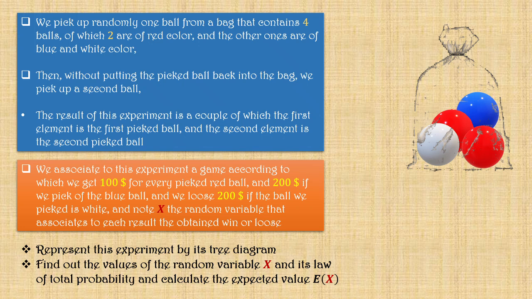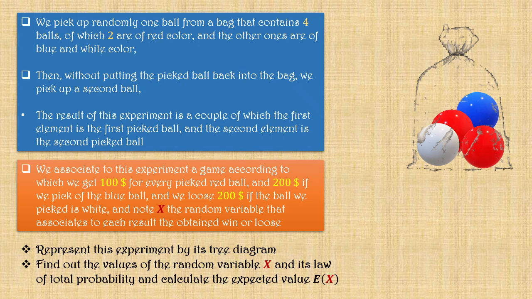So we're asked, at first, to represent this experiment by its tree diagram. Then, to find out the values of the random variable capital X and to give its law of total probability, and finally, to calculate the expected value of this random variable that we note as E(X).